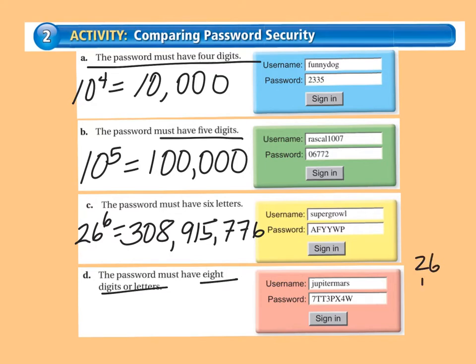And then the last one, if this has to have 8 digits or letters, that means since there's 26 letters and 10 digits, each space has 36 different options. And so we'd be looking at 36 to the 8th power, which equals 2,821,000,000,000.